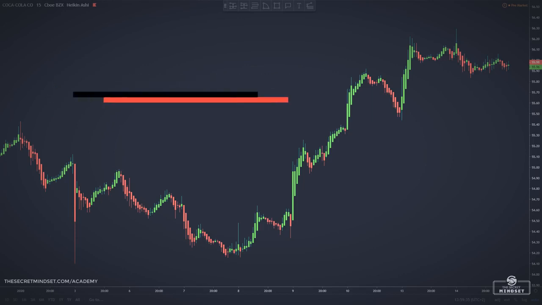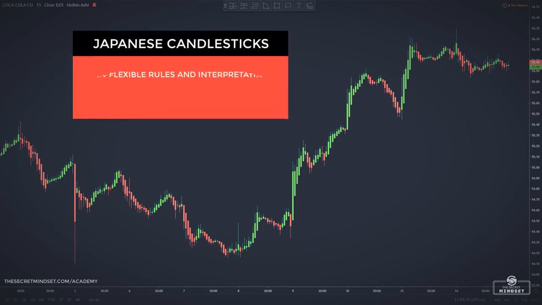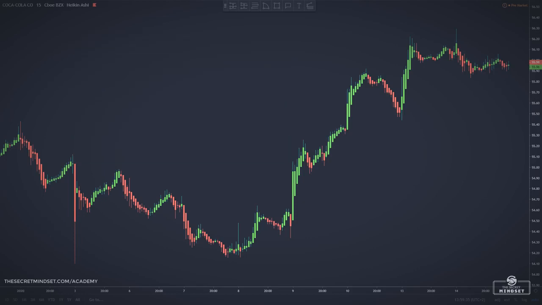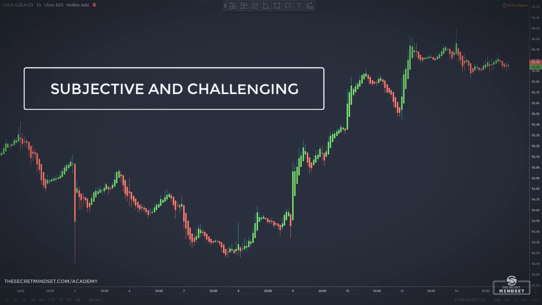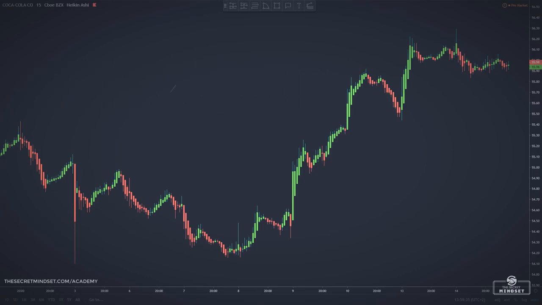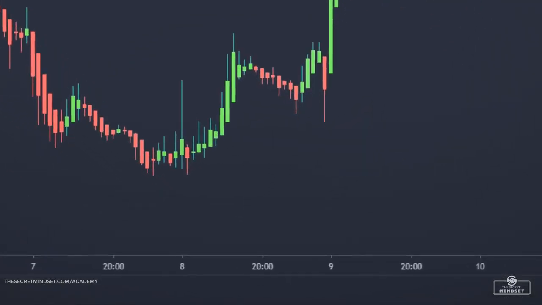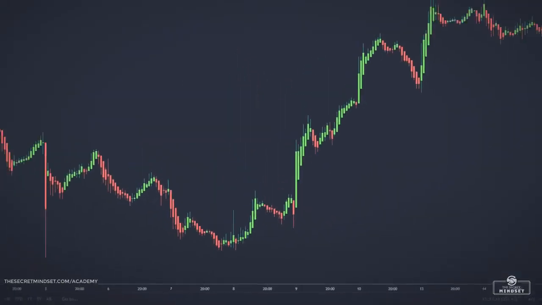Japanese candlestick patterns have very flexible rules and interpretations in context. Everyone translates them more or less in a subjective manner. My personal interpretations may be different from yours. These facts lead to the reality that candlestick patterns are subjective, artistic, and challenging, so traders need a more objective, quantifiable tool. And that tool is the Heiken Ashi.